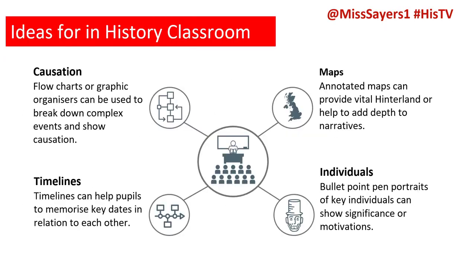So, ways that it can be used and ways that I've used it in the past. I use a lot of flowcharts and graphic organisers to show causation. Timelines are really helpful for not just showing dates, but showing how those dates fit together. Annotated maps, not just for geography, but for history as well, and also key individuals.